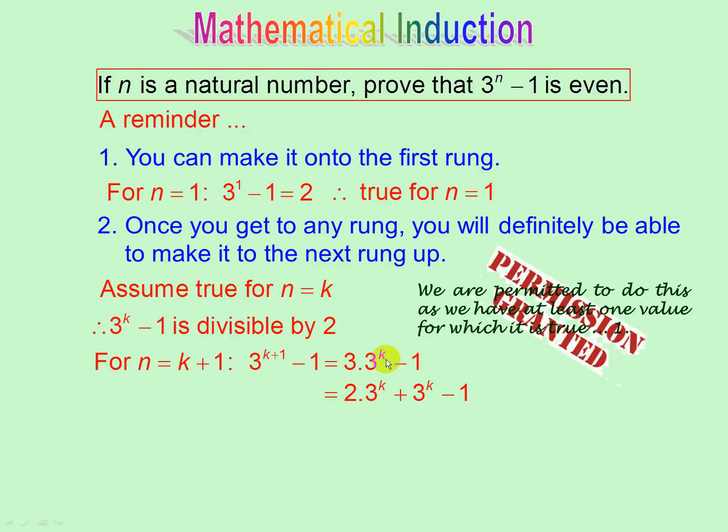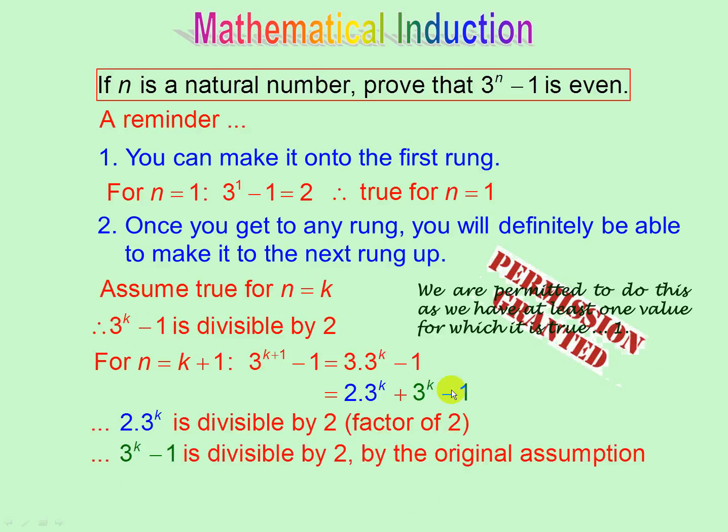Now 3 of something, if I have 3 oranges, I can put 2 oranges and an orange separately. So I'm going to take 2 3 to the k's, and separately I'm going to put a 3 to the k. There is my 3 to the k minus 1. So now all I have to do is reason from here. Well, have a look at this. 2 times 3 to the k is divisible by 2. It's even because it has a factor of 2. 3 to the k minus 1 is divisible by 2 by my assumption.